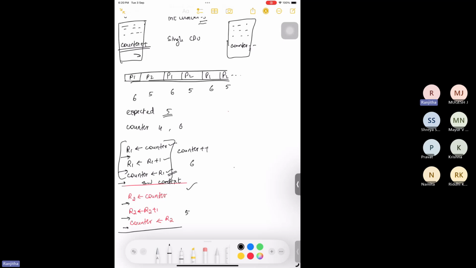Now let's see an example where the context switch happens after this first statement, that is R1 to counter. Now the context switch happens. Now process P2 will execute.